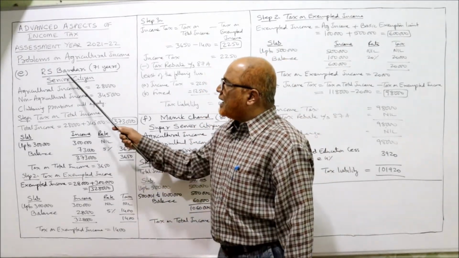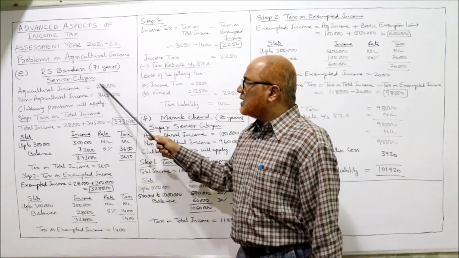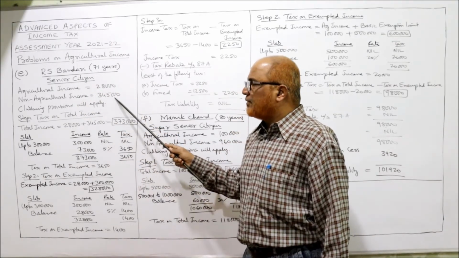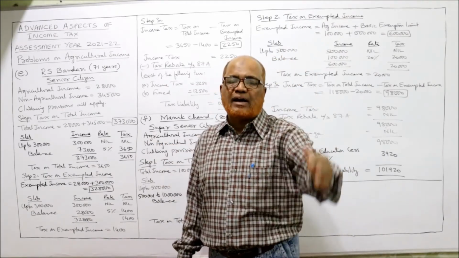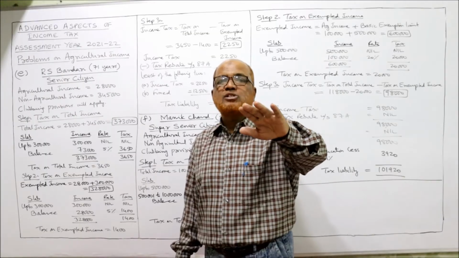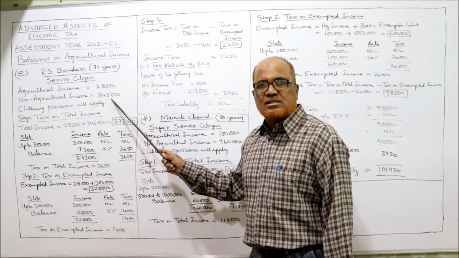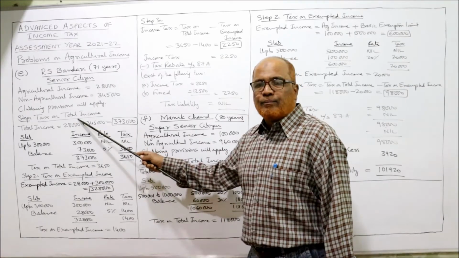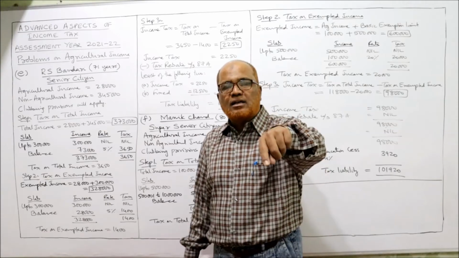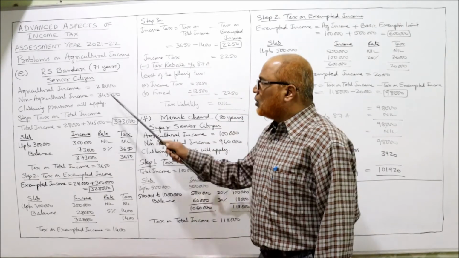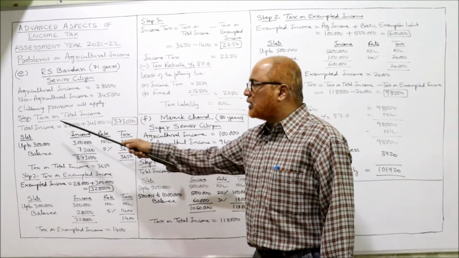Now see here, R.S. Bandari, 71 years, so senior citizen. Agricultural income 28,000, non-agricultural income 3,45,000. Clubbing provision will apply because agricultural income is more than 5,000 and non-agricultural income is more than 3 lakhs. Now, step 1. First step, tax on total income. Total income means agricultural income plus non-agricultural income. So 28,000 plus 3,45,000, 3,73,000 is the total income.